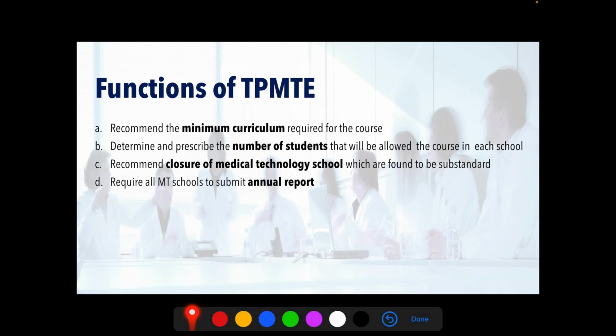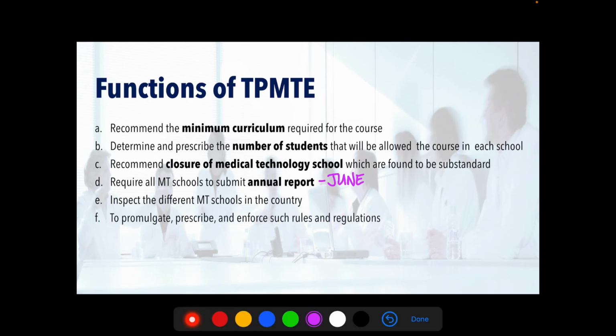Next, to require all medtech schools to submit annual report. So this annual report includes the total number of students and also the number of instructors, also the list of facilities available for instruction, also the list of recent graduates and new administration. And usually this is submitted, the annual report, this is submitted on or before the month of June. Okay, let me just write it here. On or before the month of June. Next one, for the function to inspect whenever necessary the different medtech schools in the country in order to determine whether a high standard of education is maintained in the said institution. And lastly, to promulgate, prescribe and enforce such rules and regulations as may be necessary for the proper implementation of the foregoing functions.